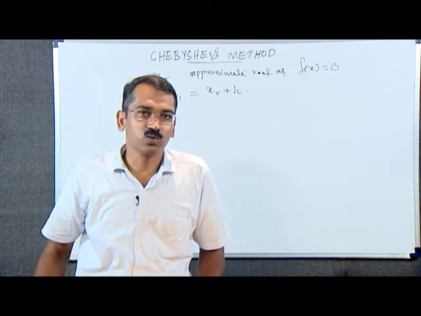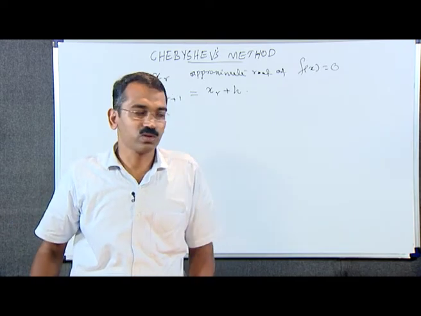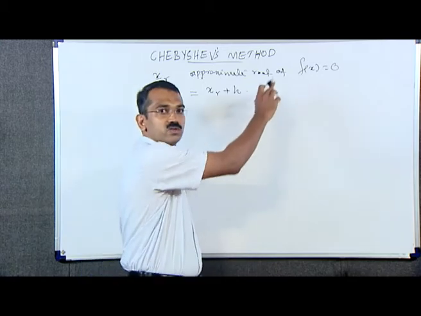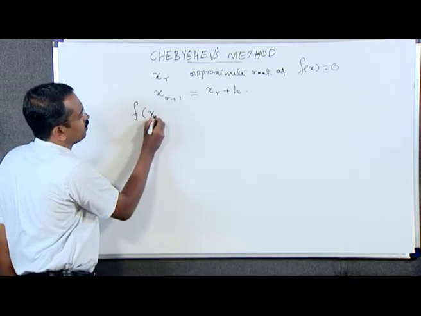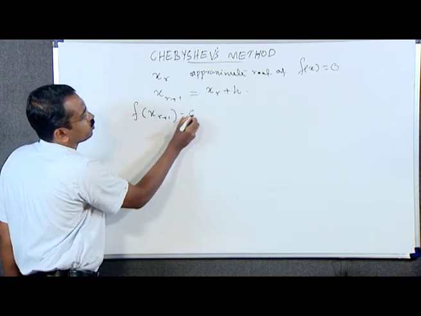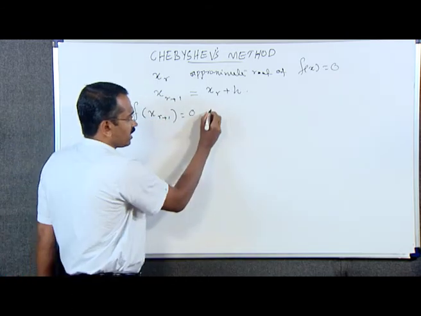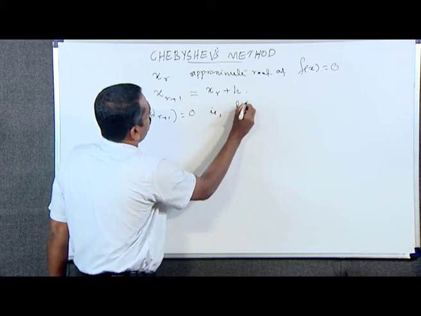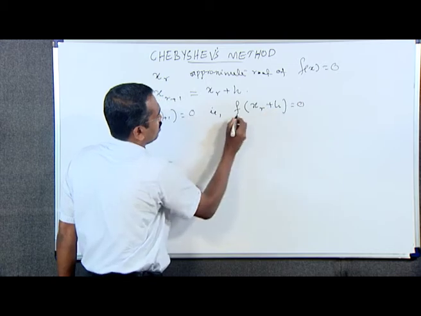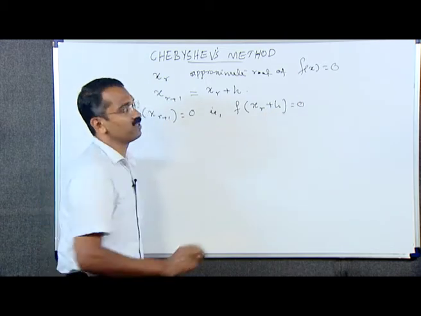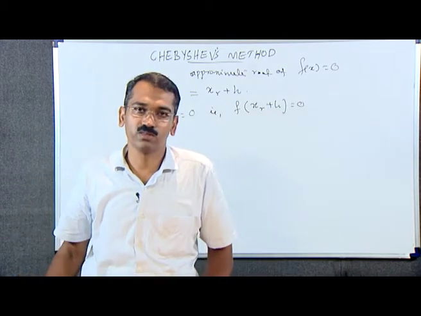Since x_{r+1} is the exact root of the equation f(x) = 0, we can write f(x_{r+1}) = 0, that is f(x_r + h) = 0, because x_{r+1} is x_r + h, where h is very small.